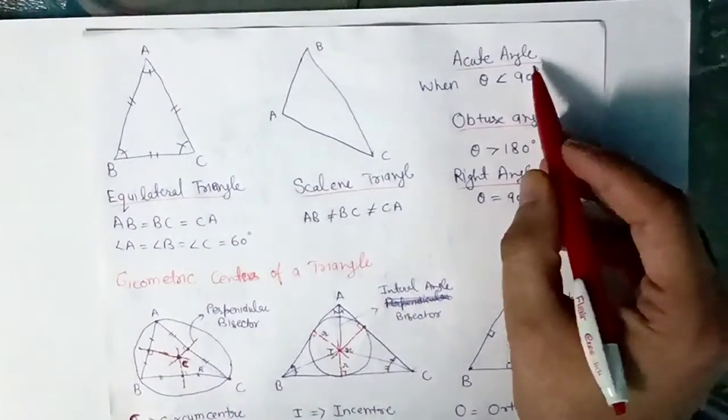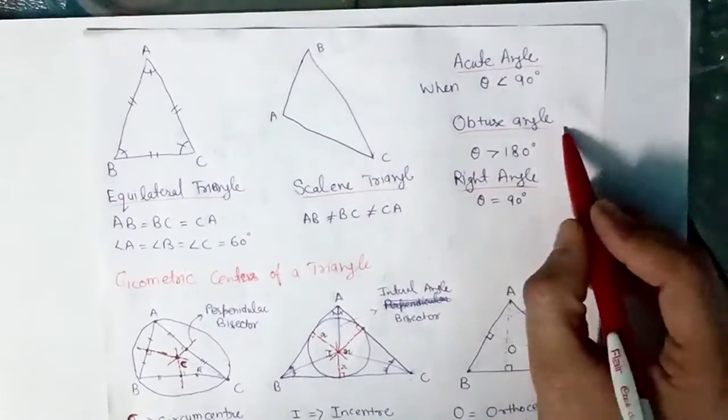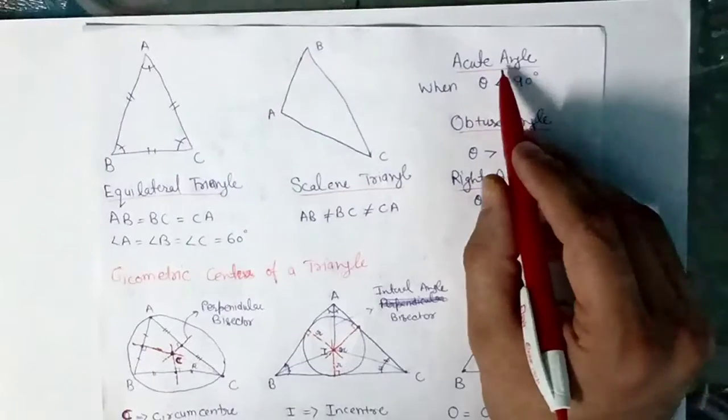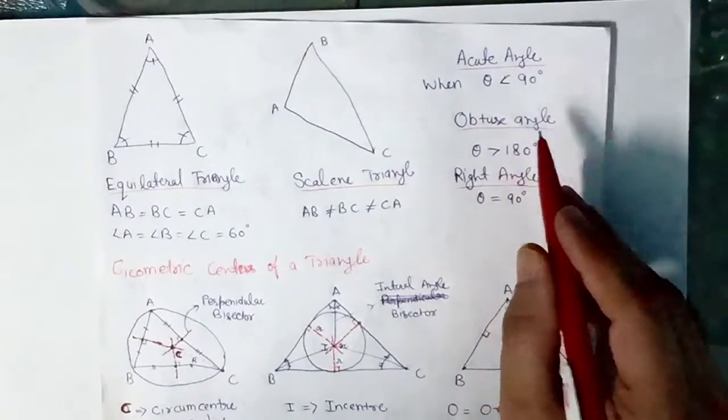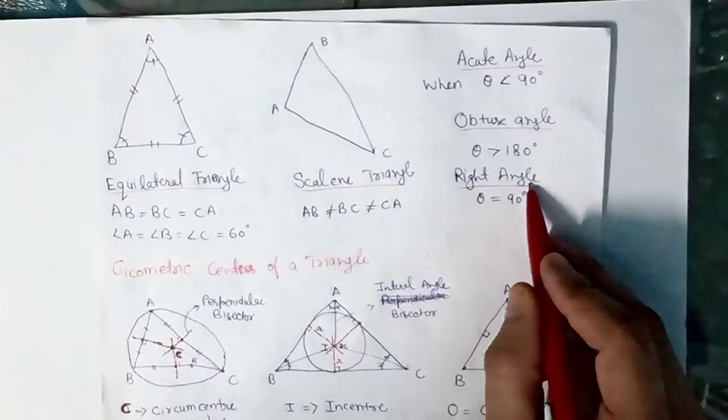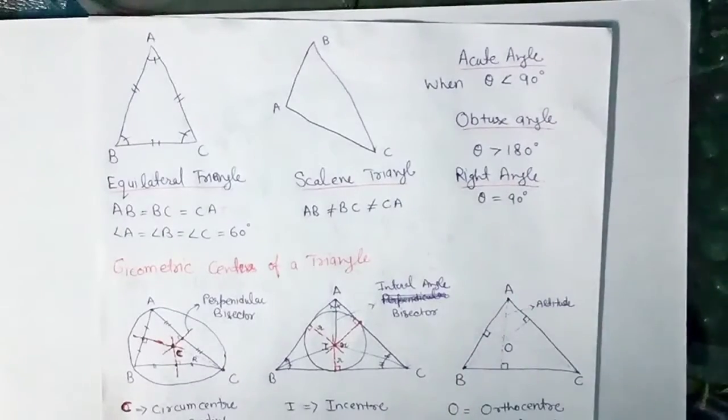The types of angle: acute angle, obtuse angle, and right angle. When theta is less than 90 degrees, it is known as an acute angle. When theta is greater than 90 degrees, it is known as an obtuse angle. Right angle is when theta is equal to 90 degrees.